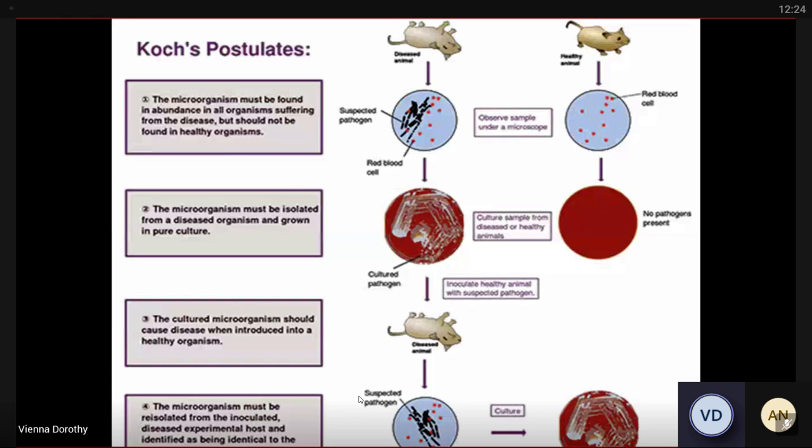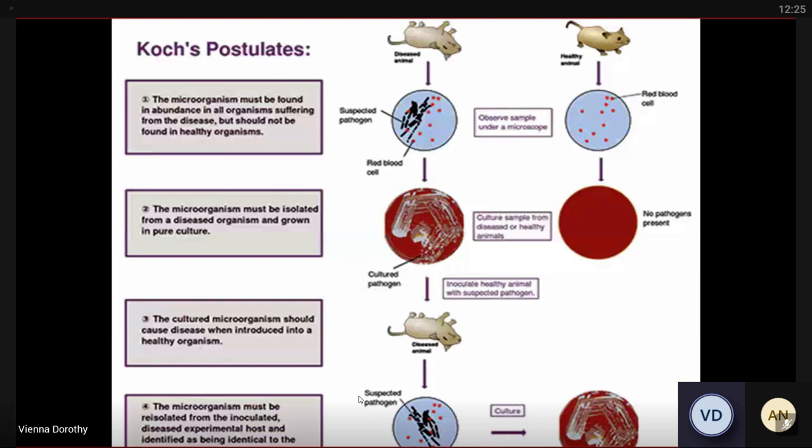Okay, now what are the Koch's postulates? Let us see. Four postulates he gave, four theories based on the germ theory of disease. The first postulate he told was, if any individual, animal or human being is suffering from a disease, there will definitely be the presence of microorganisms in that person.